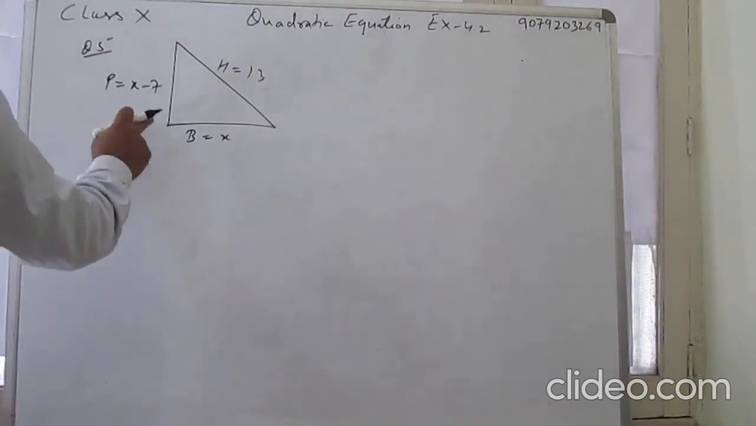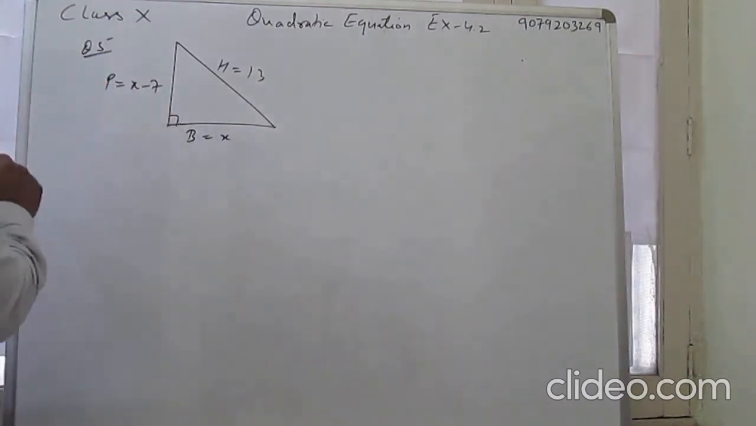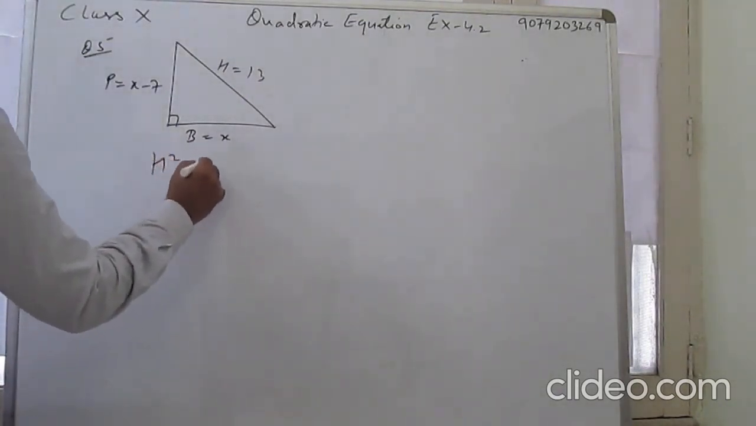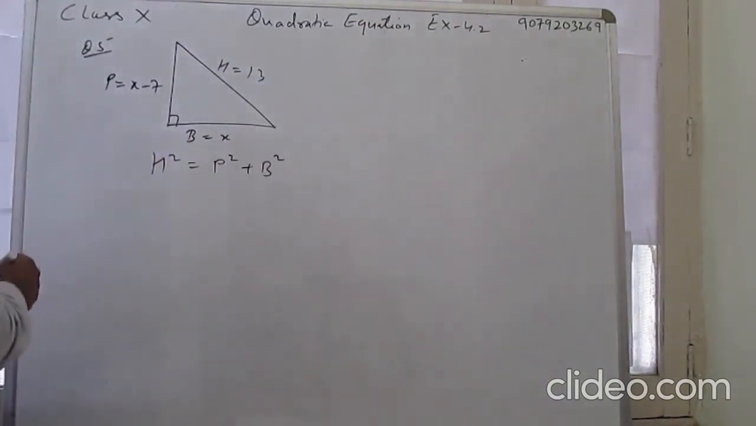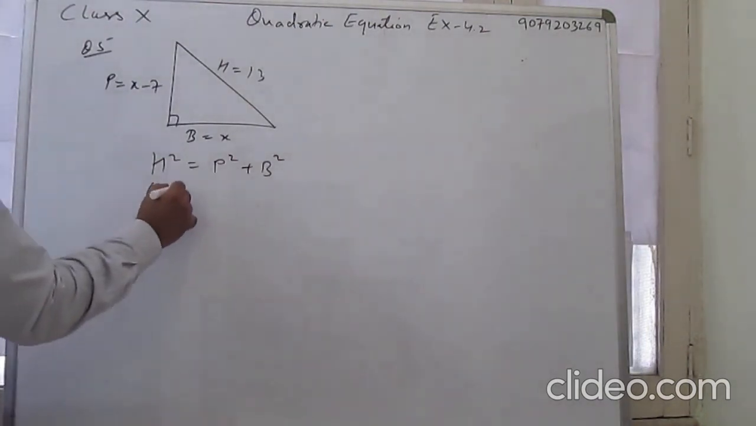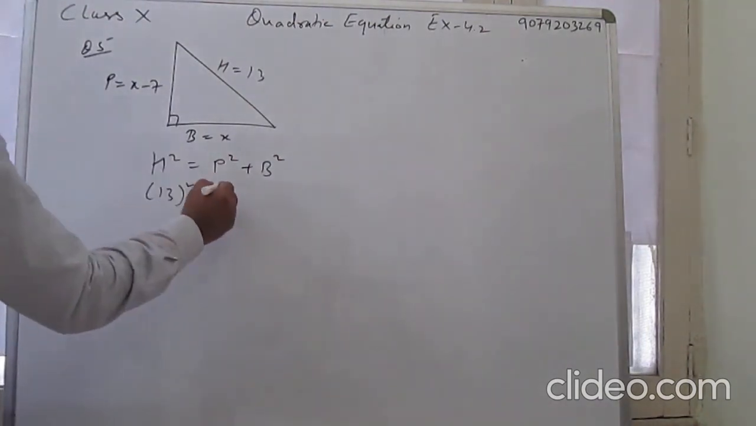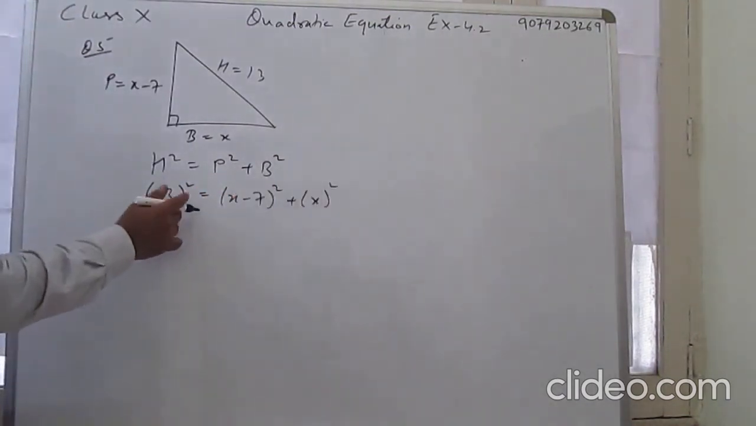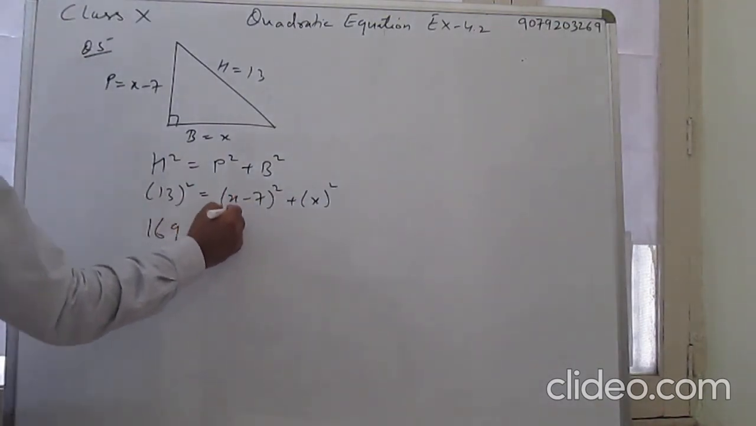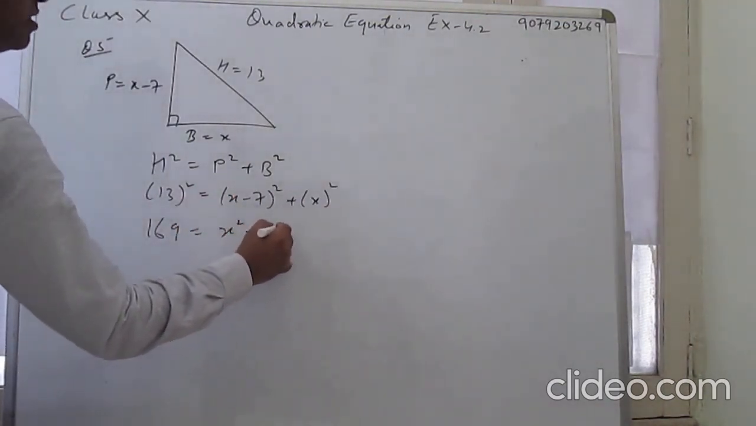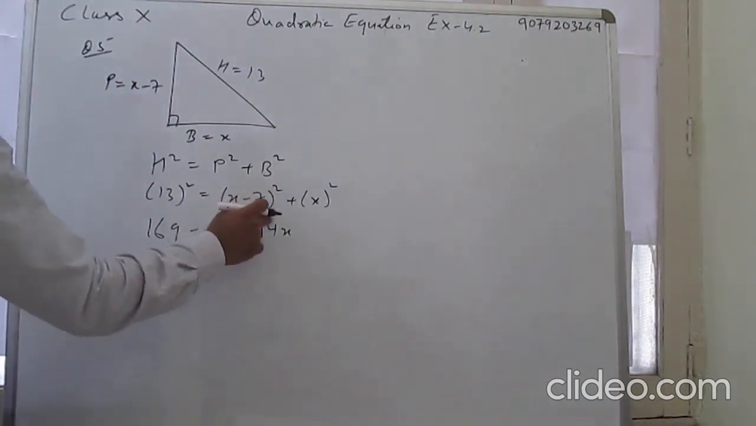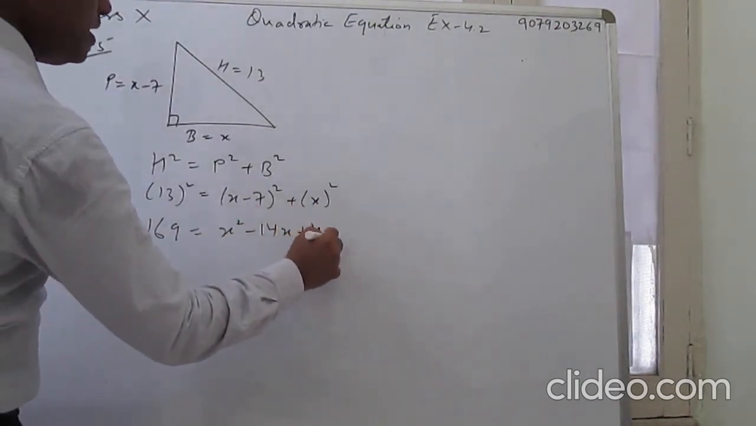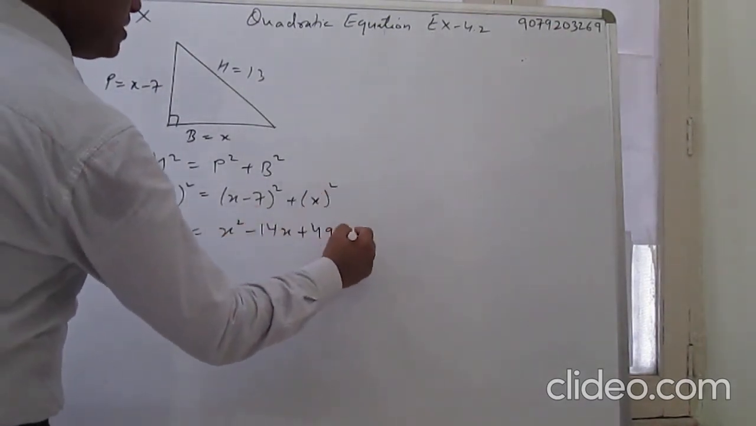We have to find P and B. We know that this is a right triangle. In right triangle we can use Pythagoras theorem. So h square is equal to P square plus B square. You can get 13 का square is equal to x minus 7 का whole square plus base का square. Now solve it. 13 का square 169, x square minus 14x. With identity can solve, a minus b whole square, इसको solve कर दीजिए. x square minus 14x plus 49 and plus x square.